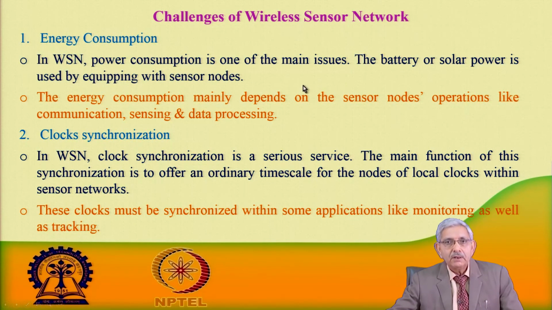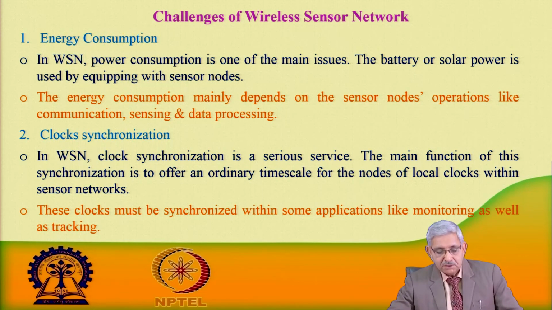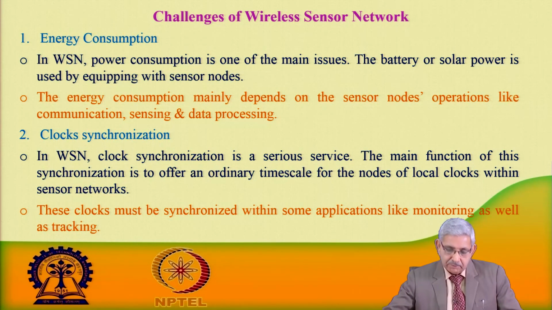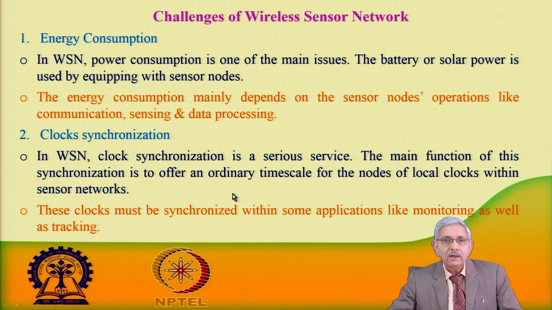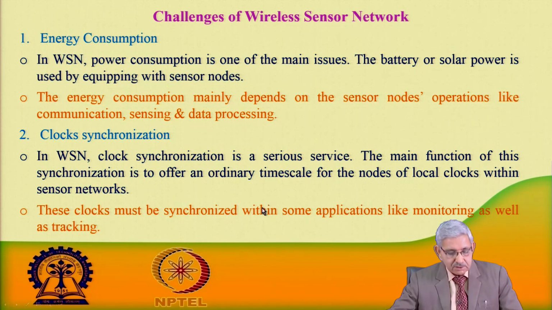The availability of power, the solar system, can also be a problem. Energy consumption mainly depends on the sensor node's operations, like communication, sensing and data processing. Clock synchronization is a serious system service problem in wireless sensor networks. The main function of synchronization is to offer an ordinary time scale for the nodes' local clocks within the sensor network.